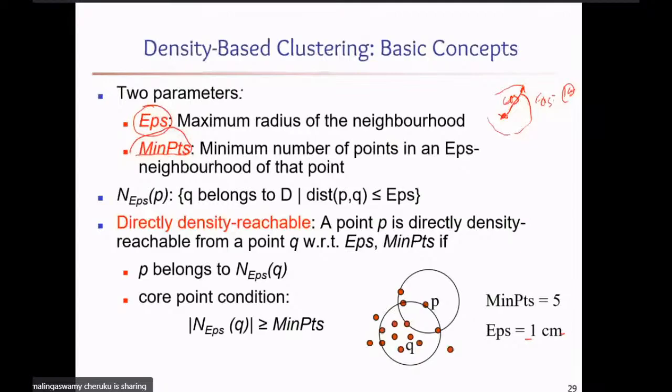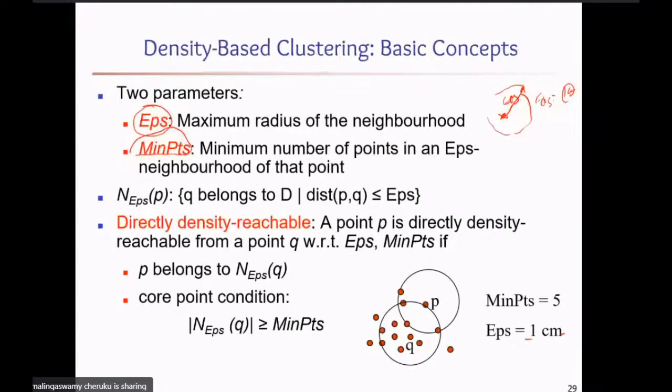So as long as it's able to get the density reachable points, it will create the cluster. Once it identifies the border point, how do you define the border point? If it is not a core point, it means a border point. So if there is no minimum number of points inside your cluster neighborhood, then it's a border point.